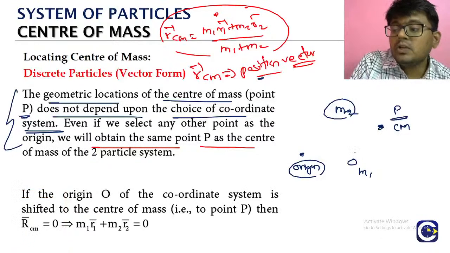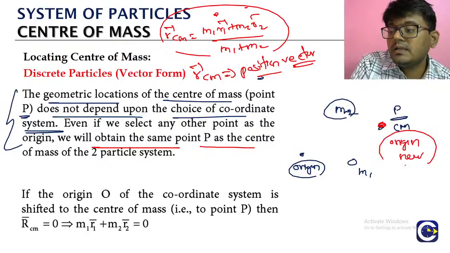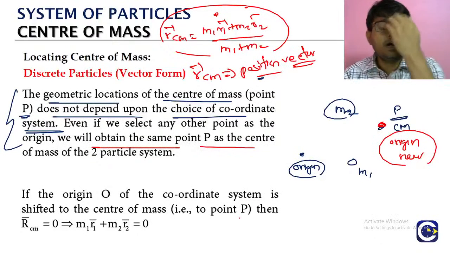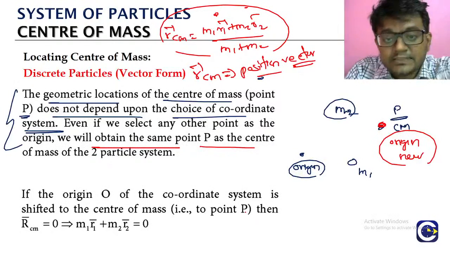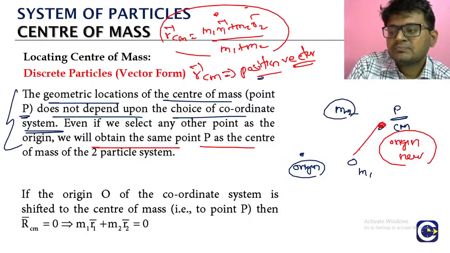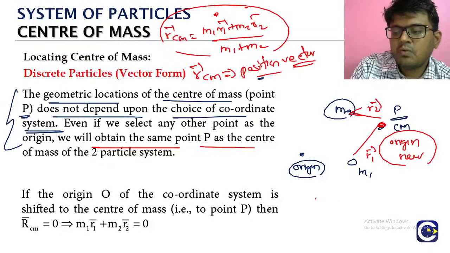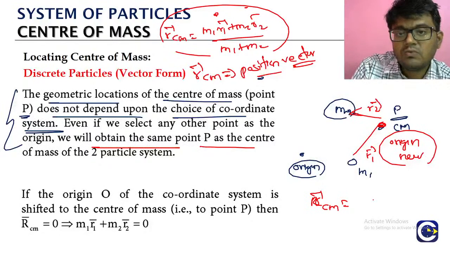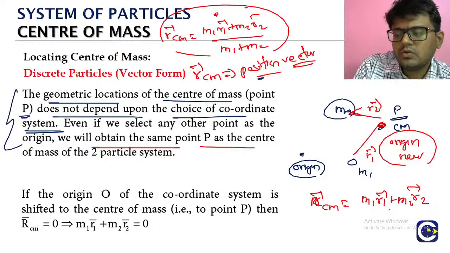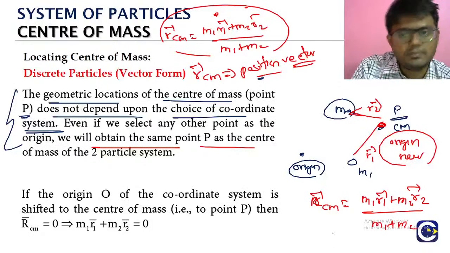Means the new origin is what? This is our new origin. The new origin is the center of mass itself. If the center of mass itself is our origin, then look at this. This is R1, this is R2. As per the new system, what is the formula for the center of mass position vector? M1 R1 plus M2 R2 by M1 plus M2, right?